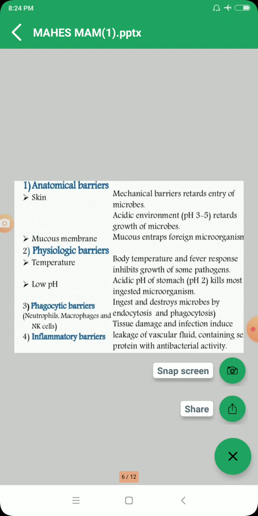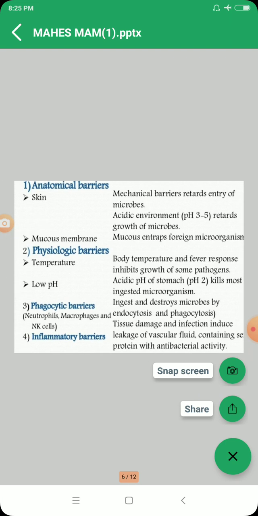Then mucous membrane. The respiratory and gastrointestinal tracts are lined by mucous membrane. It blocks the microorganisms because of its sticky nature. Then coughing and sneezing. The mechanical actions help in driving out the foreign particles that enter the digestive and respiratory tract.